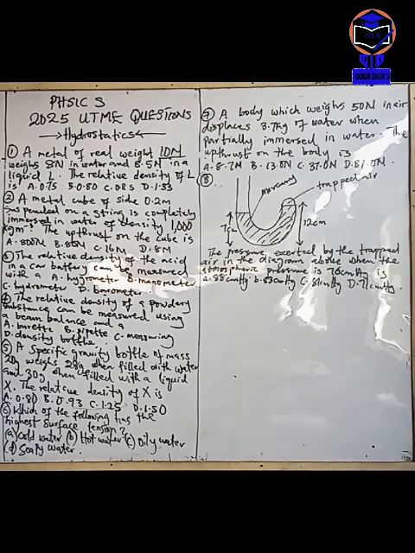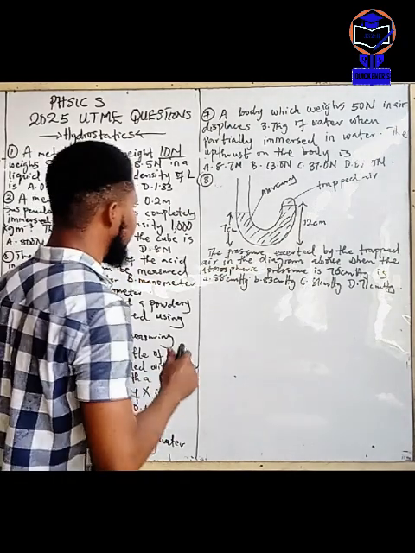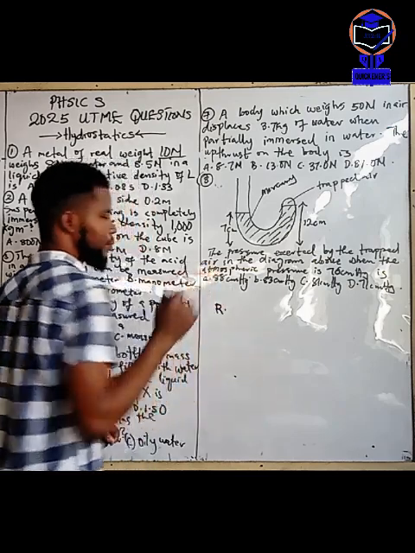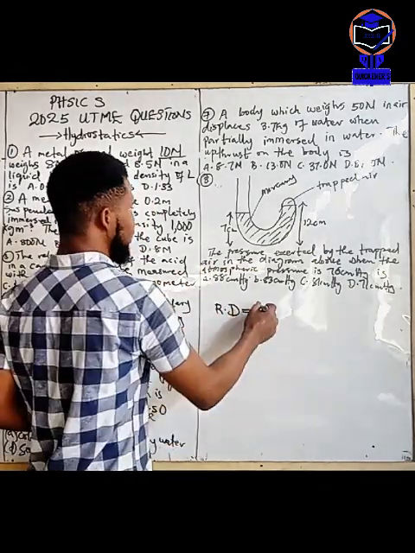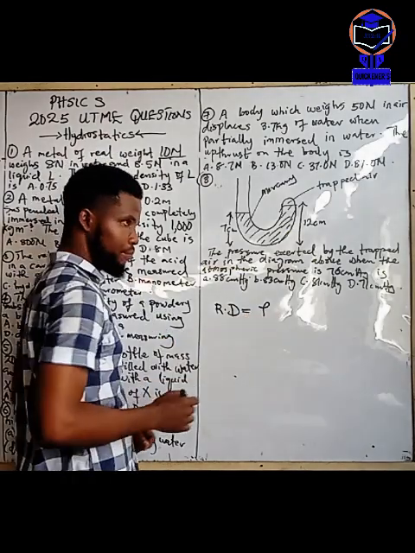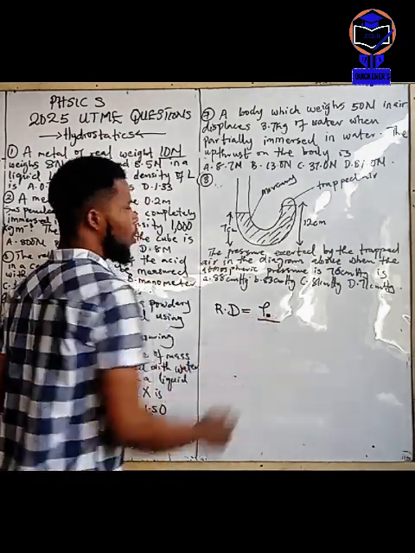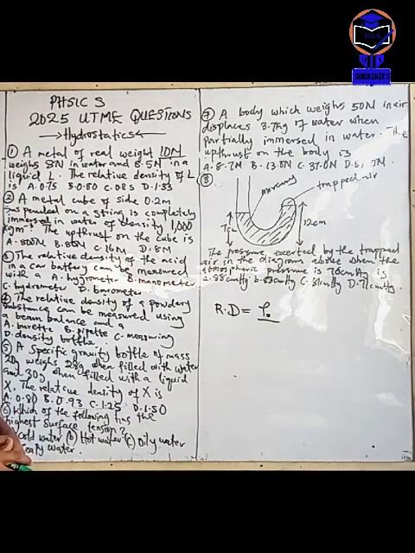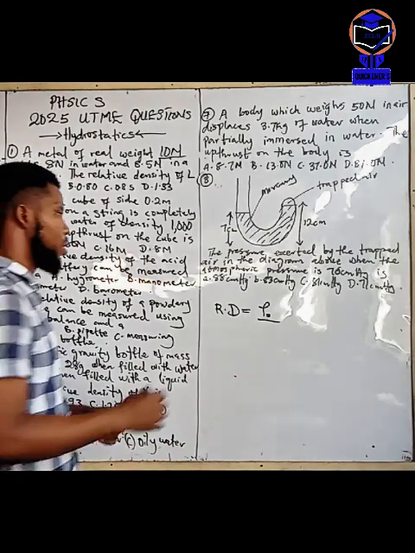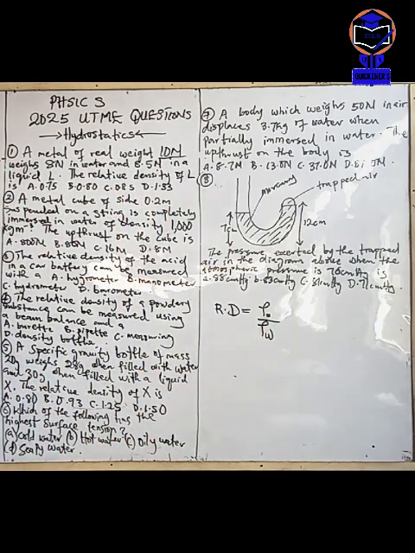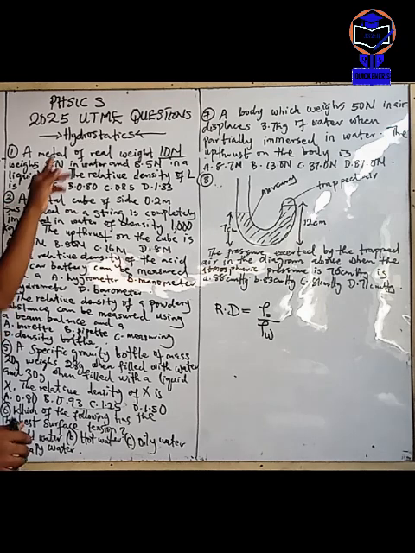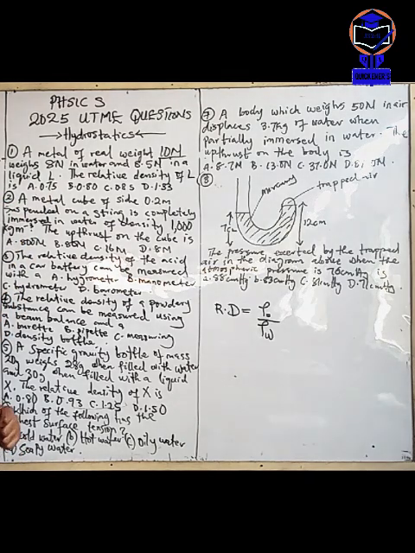Now, you need to understand that relative density has to do with the density of the substance over the density of an equal volume of water. So when you compare the density of the substance to the density of water, that is what we call relative density. So now there are two things here: number one, the metal, and the liquid. How do we calculate the density of this liquid? Very simple.